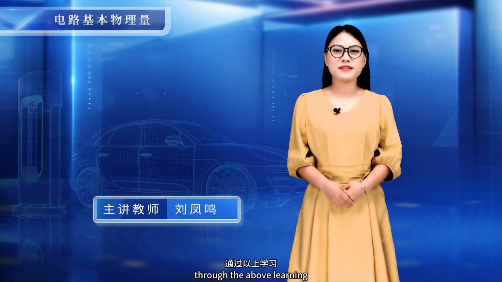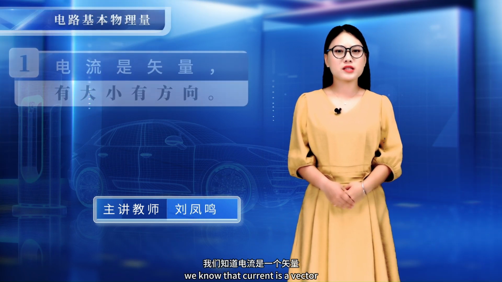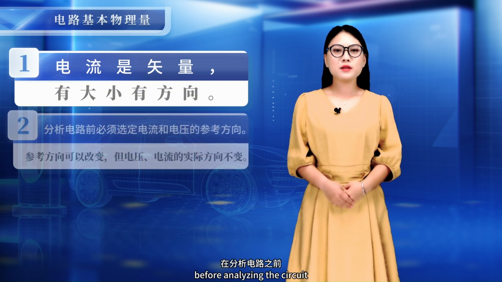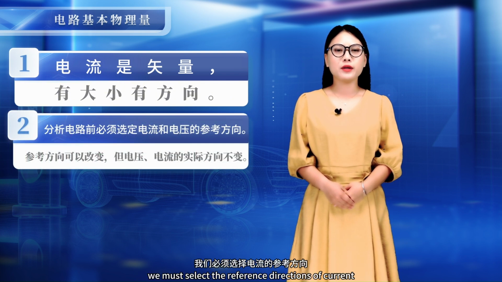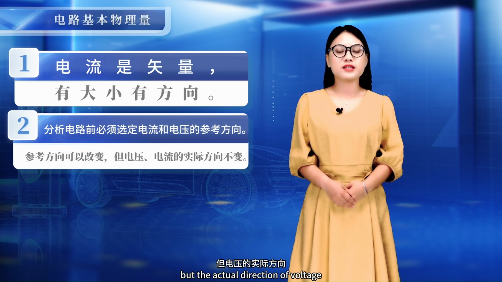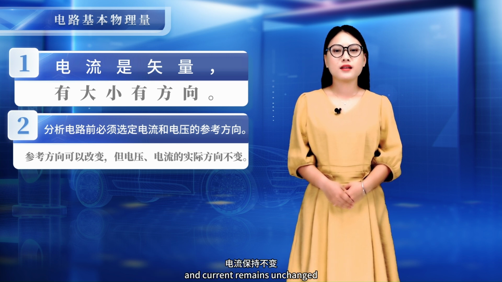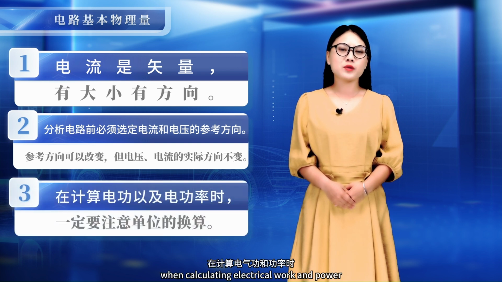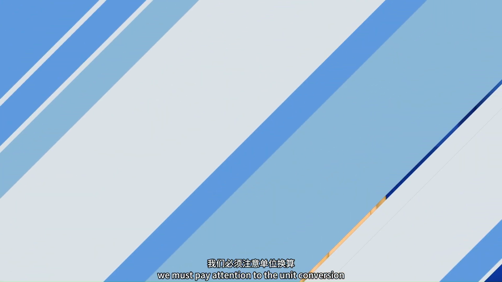Through the above learning, we know that current is a vector with magnitude and direction. Before analyzing the circuit, we must select the reference directions of current and voltage. The reference direction can be changed, but the actual direction of voltage and current remains unchanged. When calculating electrical work and power, we must pay attention to the unit conversion.